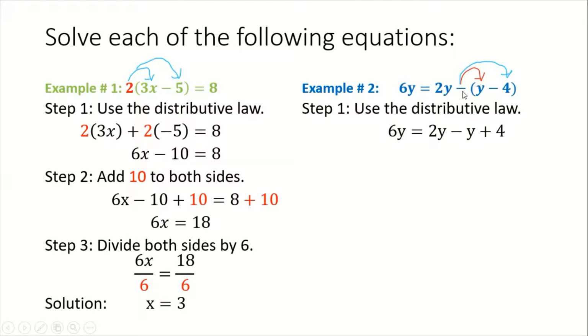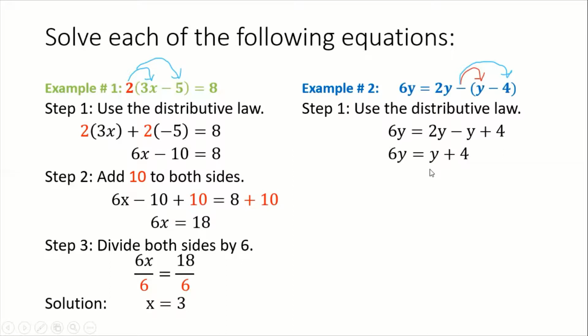When you apply the distributive law, note here that when you take this negative sign to multiply a positive y, it will result in a negative y. And when you take this negative sign to multiply a negative 4, it will result in a positive 4. At this stage, what are you going to do? Note that you have y terms on both sides, but on the right-hand side here, we have 2 y terms. That means we can simplify and combine those into one single y term. So if we simplify, note here that 2y minus y will just give us y. So we'll end up with 6y equal y plus 4.